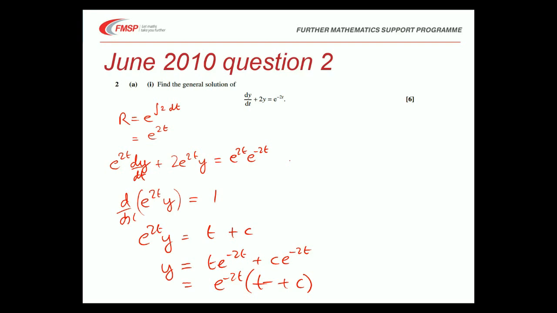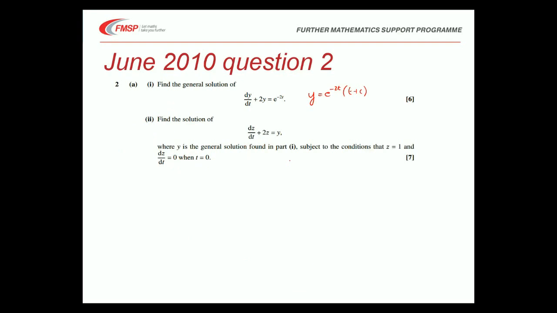But we don't need to because it hasn't asked us to. The next bit asks us to find the solution of another differential equation. And the reason you should be suspicious is that this is in the same question as what you've just done, and it looks quite similar. Let's just summarise what it's asking.